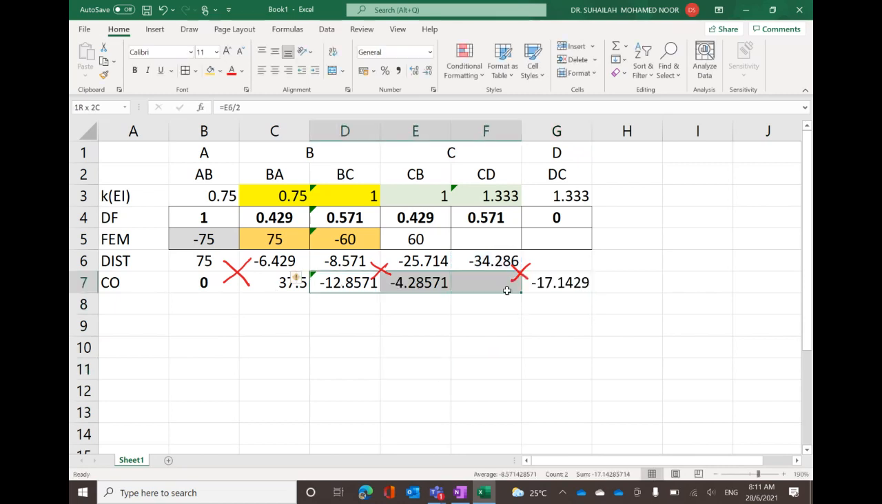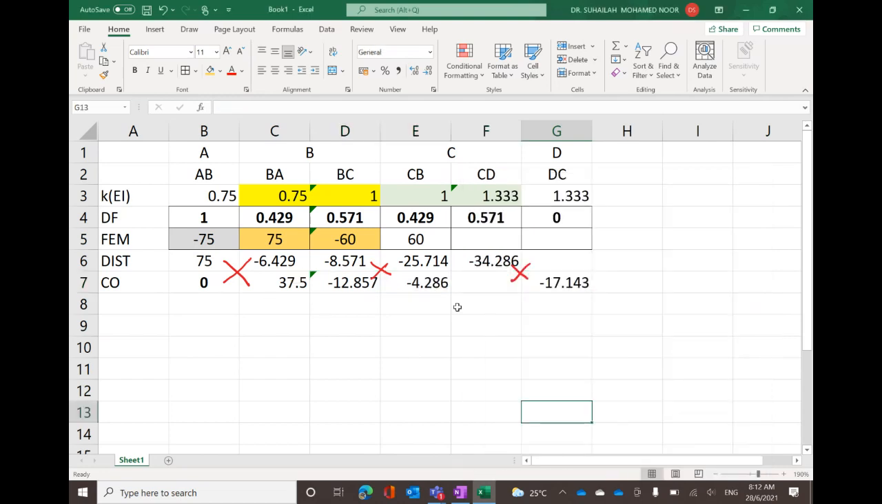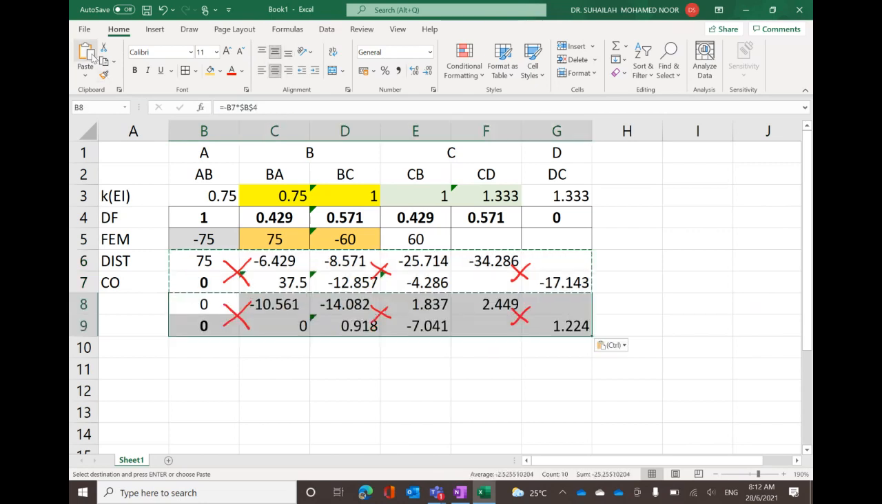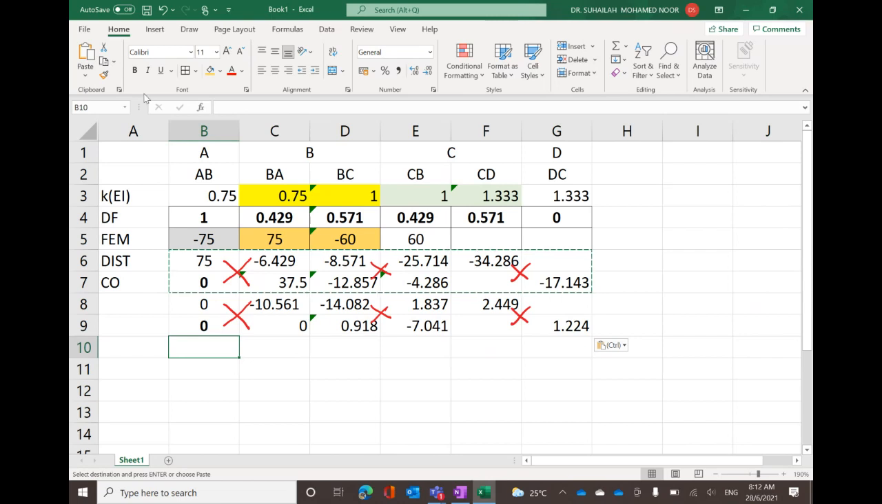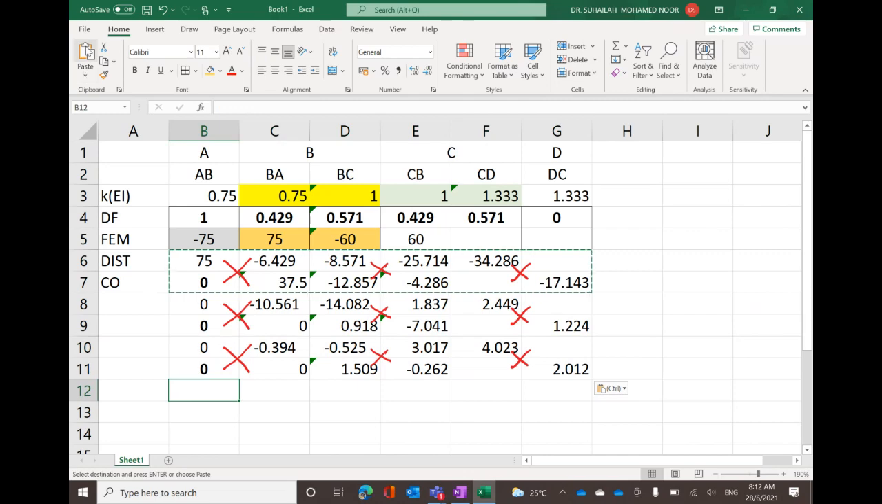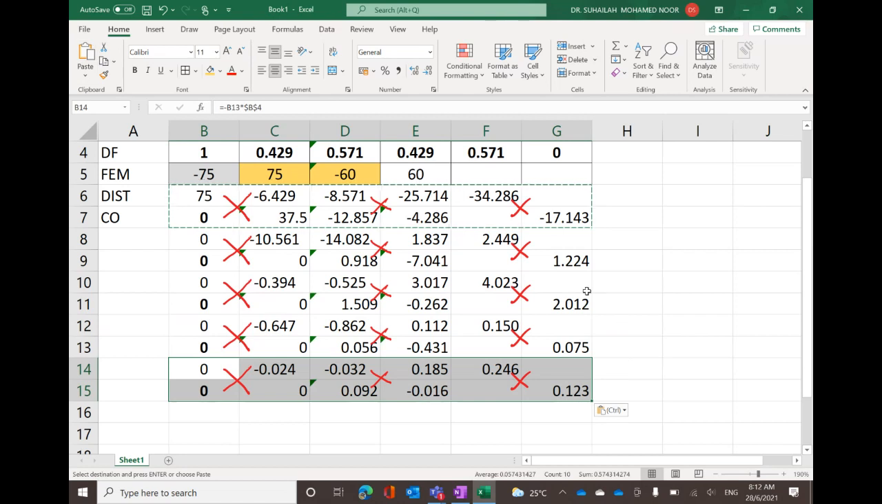Okay, now I want to set the decimal places here, like this. Okay, now I want to repeat the process again by only copy the formula and paste. Okay, I select, I copy, and I paste. Okay, third time. Okay, fourth time.